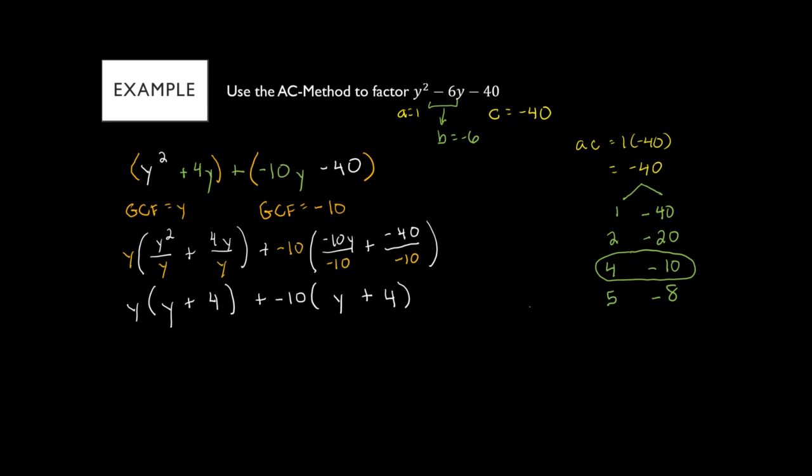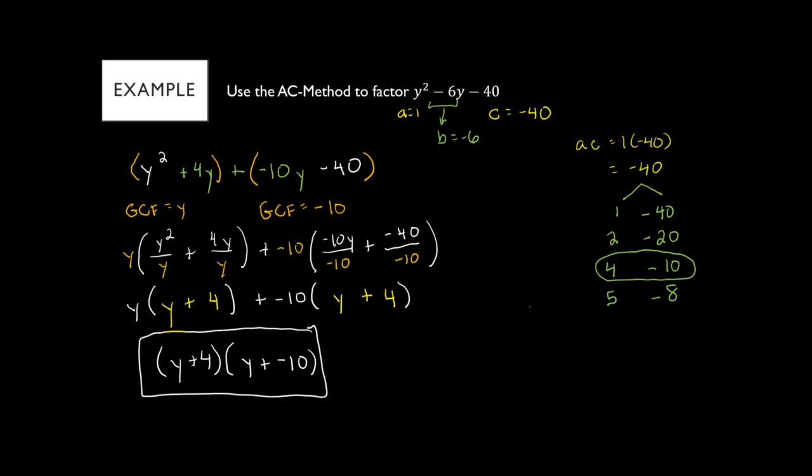So notice inside the parentheses here, we have binomial factors. They're binomial, things in parentheses, 2 terms in there, and they match. And that's what we want to do the AC method. So we take what's matching there, and that is our first factor, y plus 4, and that goes in front. And then in the back is what's left over when you remove that. So we have a y plus a -10. And that's your answer. That is the AC method.